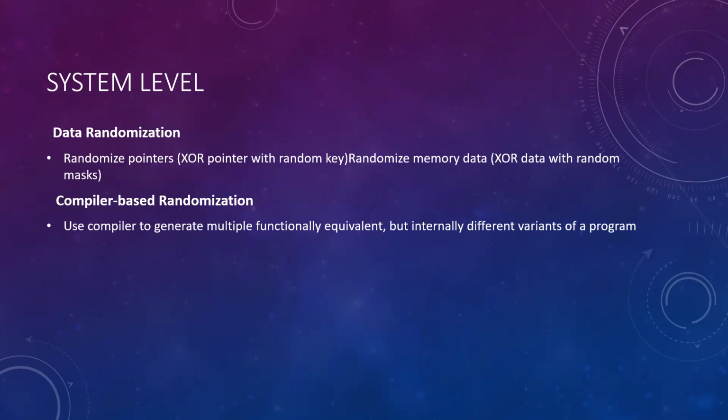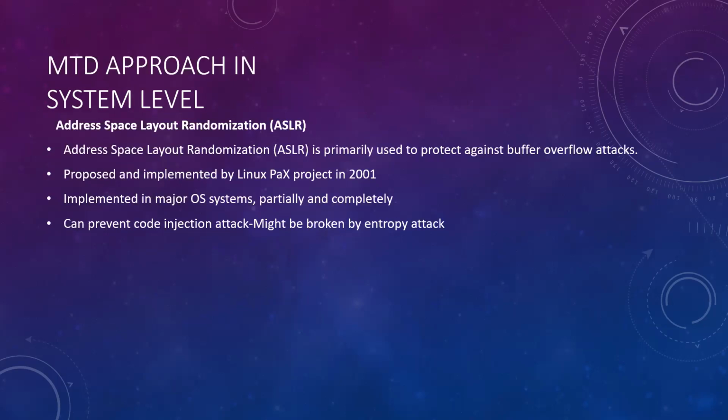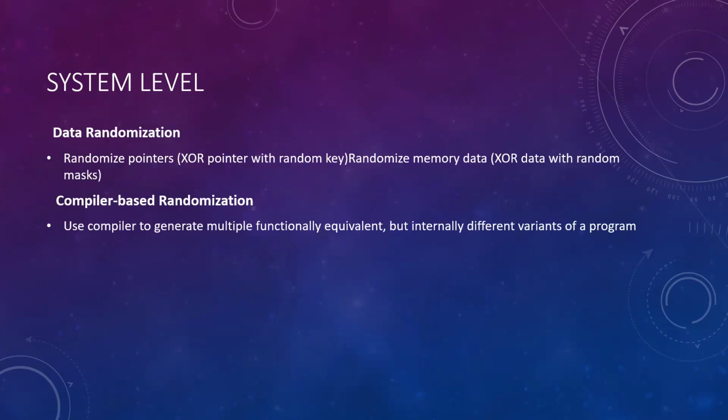Coming to the next one, data randomization. It is nothing but randomizing pointers, that is, XOR pointers with random keys, and randomizing memory data, that is, XOR data with a random mask. And compiler-based randomization uses a compiler to generate multiple functionally equivalent but internally different variants of a program. This was all about the MTD approach at the system level.